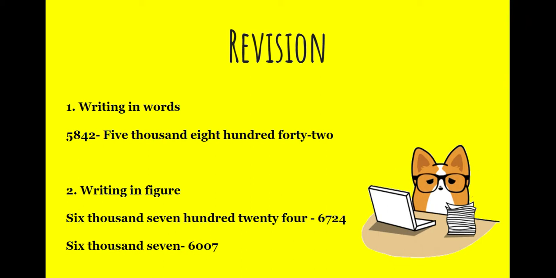Next, let's do a different example. Six thousand seven. In numeral, 6007. As there is no mention of the hundred and tens places, we have to understand that those are zeros by seeing the number name.